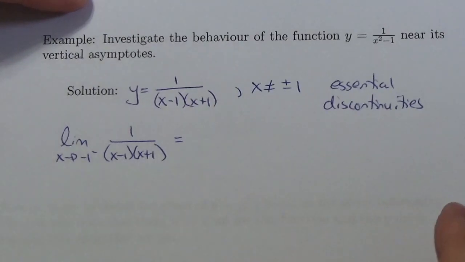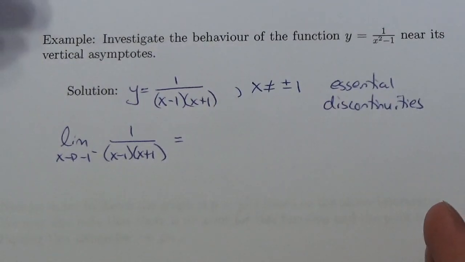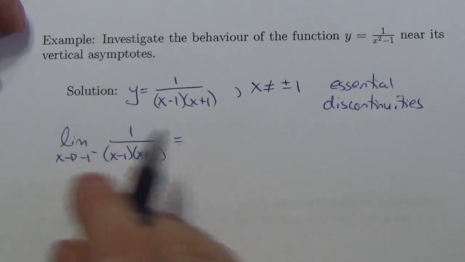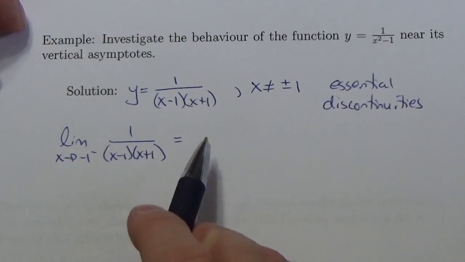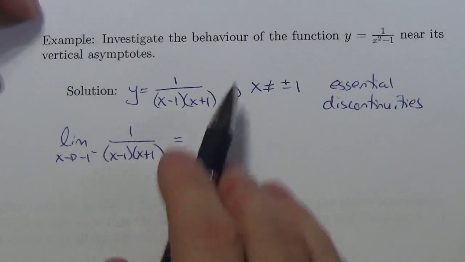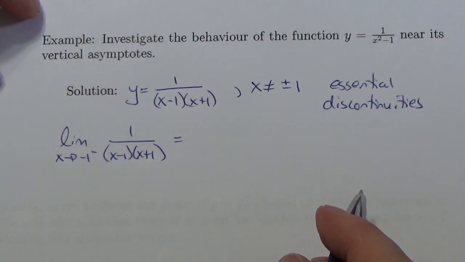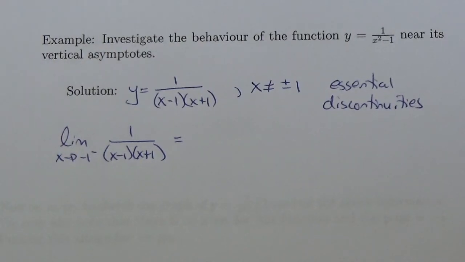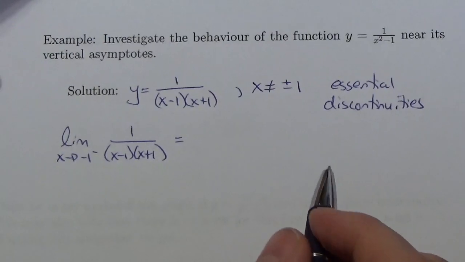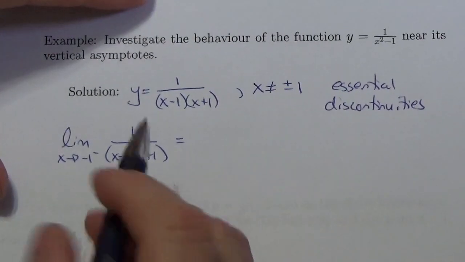Now, just a little heads up here: because this is a vertical asymptote, when I do some work like this, there can only be one of two answers. I'm either going up to positive infinity or down to negative infinity. That's it. There can be no other answers if I've identified that these are vertical asymptotes. So let's just see what's going on here.